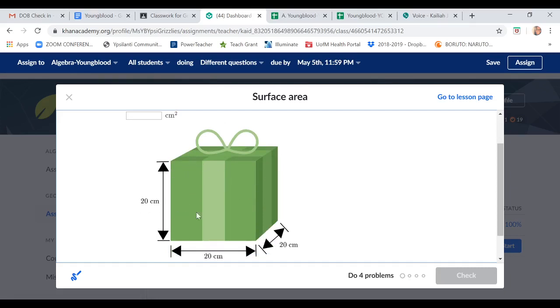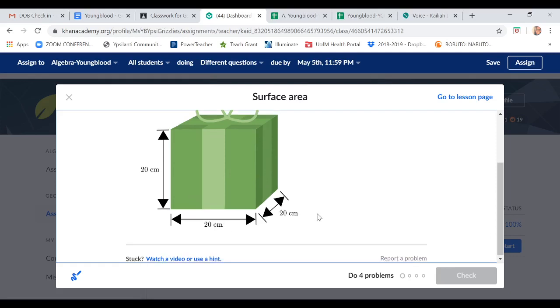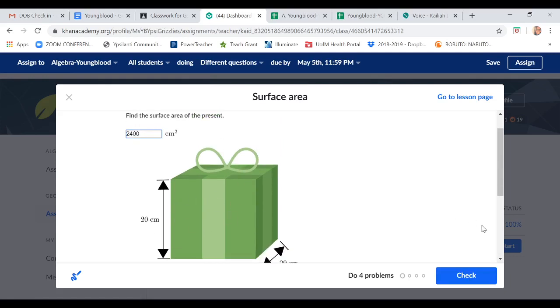So the reason this one is kind of challenging is because they don't actually show you a picture where you can clearly see all the sides. We do have a square here, a square here, square on the top, square on the bottom. So there are actually going to be 6 faces for this. So to find the area of 1 square, we would do 20 times 20, which is 400. We would have 400 basically 6 times. So 400 times 6 is going to get us 2,400. 2,400 is going to be the surface area of this cube.